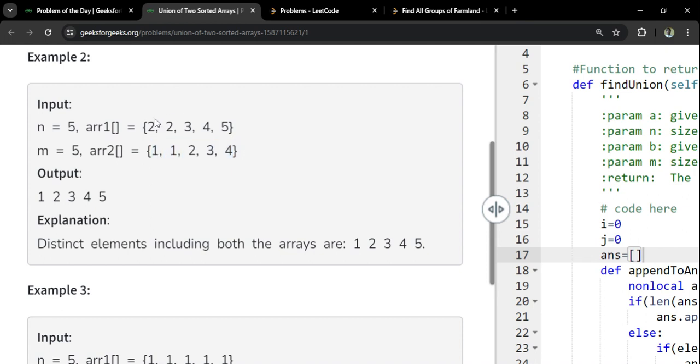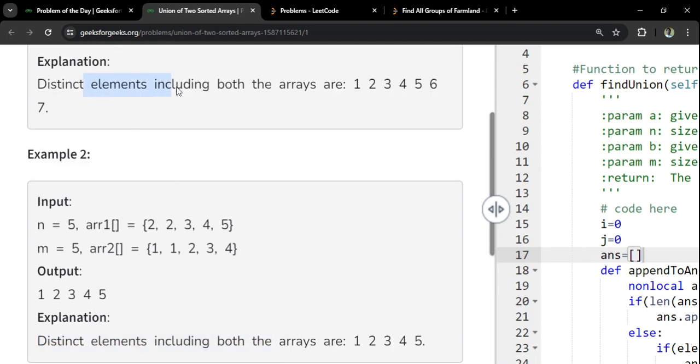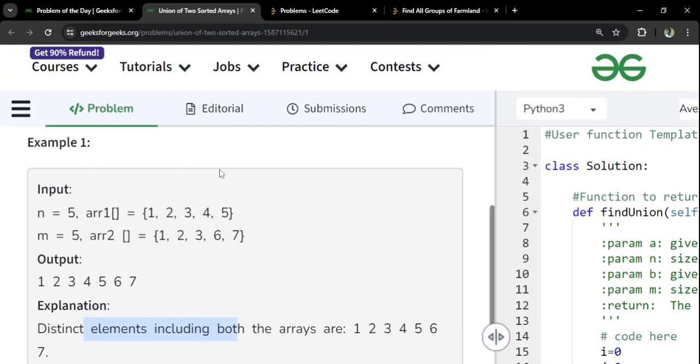I will now focus only on the array which has remaining elements. In this case only one element is remaining here. I'll push that in and ensure that it's not duplicating. And then for this also it is done now. Both arrays are done now, so this is going to be my answer array. Remember what they're mentioning: distinct elements including both the arrays. Here also, distinct elements including both the arrays.